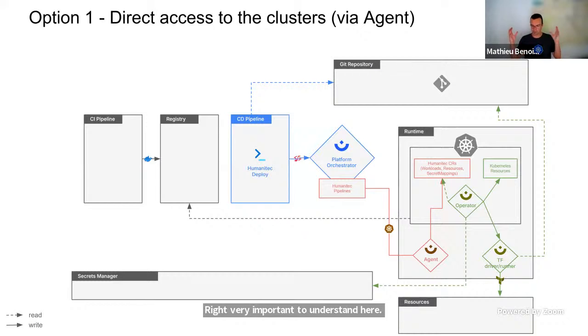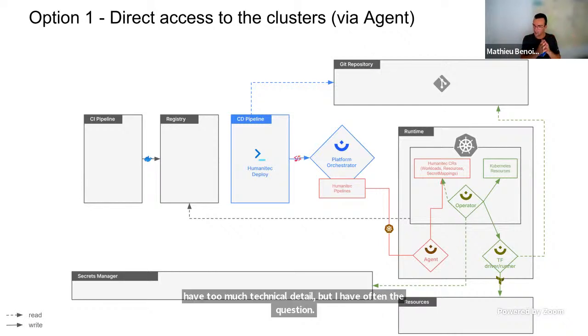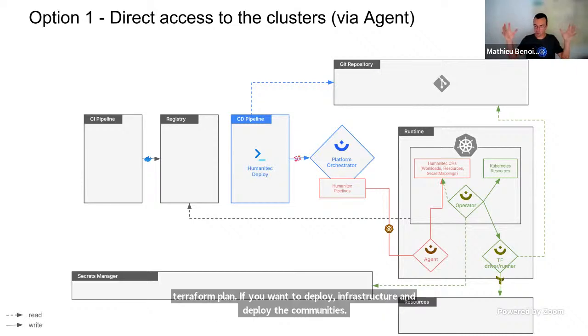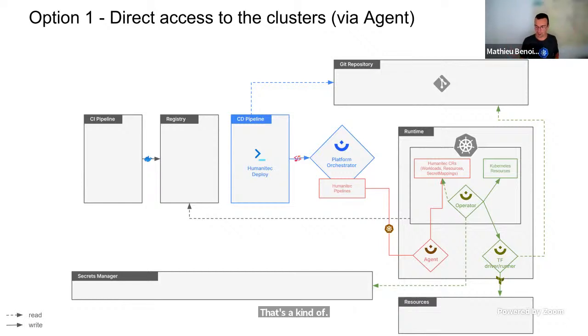I don't want to give too much technical detail, but I often have the question. So here it's the first option I mentioned, three parts again, blue, red, green. That's the first option, with a direct push of the Humanitec CR to your cluster via a private agent. There is a private tunnel in order to access your private infrastructure, the private API server of your Kubernetes cluster. And there is a mechanism to have your own Humanitec Terraform runner, in order to run the Terraform plan if you want to deploy infrastructure and deploy the Kubernetes resources. That's the flow for option one, direct access to your cluster.